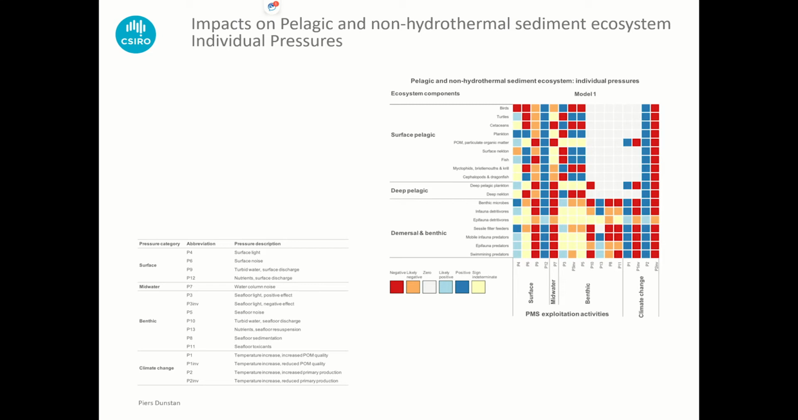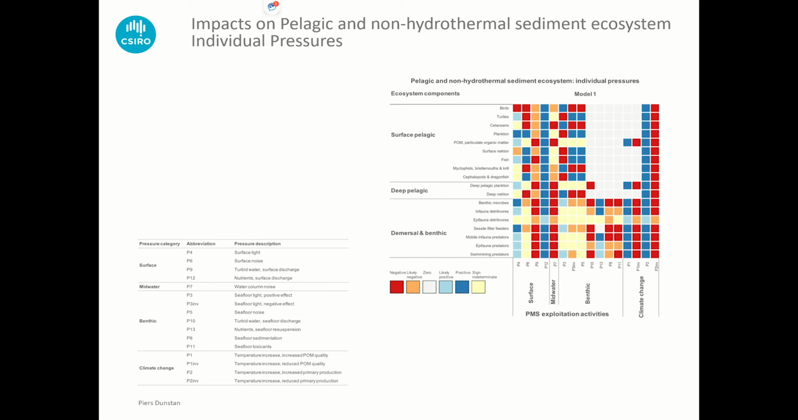So that's the grey boxes there. You can see those are where there is actually no change in the system as a result of a pressure. But if we look at the surface pressures that occur, we can see that there's a variety of different responses. For turbid water surface discharge and the midwater noise, we can see that those have quite a significant negative effect across the entire ecosystem, the negative being the dark red and the orange color.